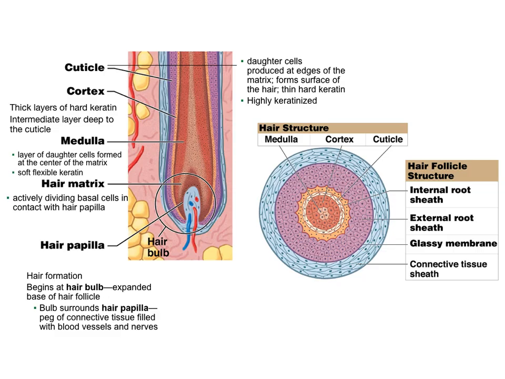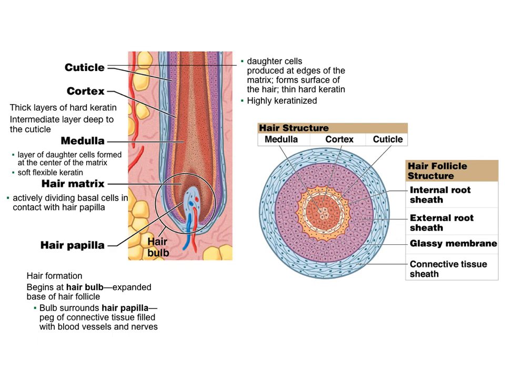Okay, so just a more in-depth picture of that hair follicle. Down there at the bottom, we have our hair papilla. The hair formation begins at the hair bulb, which you see down there circled around that papilla. It's the expanded base of the hair follicle. The bulb surrounds the hair papilla, the peg of connective tissue that is filled with blood vessels and nerves. Then we have our hair matrix, which is actively dividing the basal cells in contact with the hair papilla. So we're constantly making new hair cells.